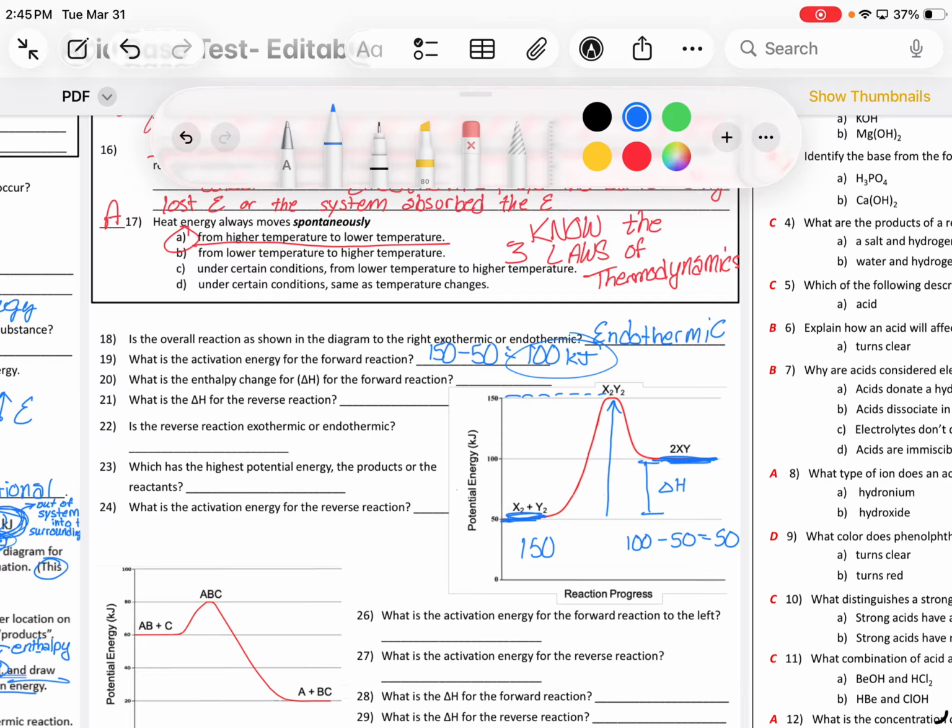Is that positive or negative? Positive. We know that for a few reasons. One, because this is endothermic, so it's a positive delta H. And two, when we do final minus initial, it gives us a positive number.